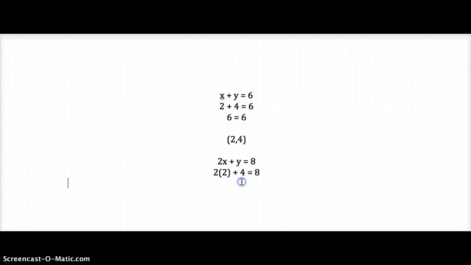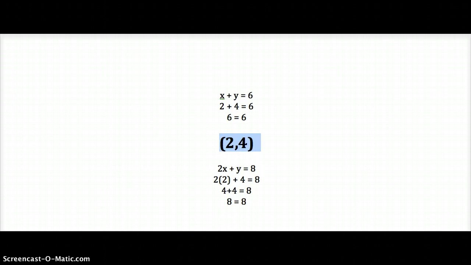Okay, and so we get 4 plus 4 equals 8, or 8 equals 8. Perfect. So it works in both equations. So this (2, 4) is the one and only point that is the answer to both of our equations. Let's make it really big and important.